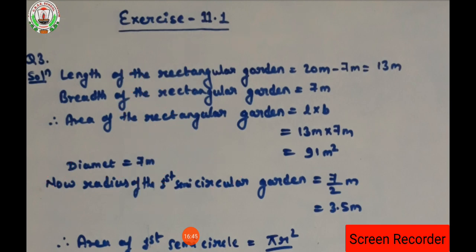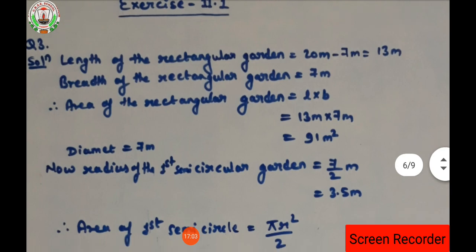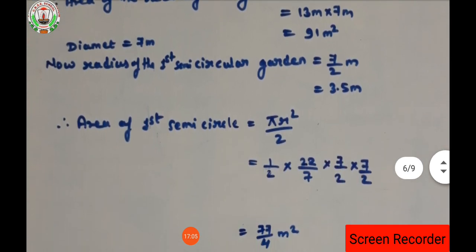So what is the length of the rectangular garden? That is 20 meter minus 7 is equal to 13 meter. Breadth of the rectangular garden is equal to 7 meter. Then with the help of length and breadth, we can easily find out the area of the rectangular garden, that is 13 meter into 7 meter will be equal to 91 meter square.